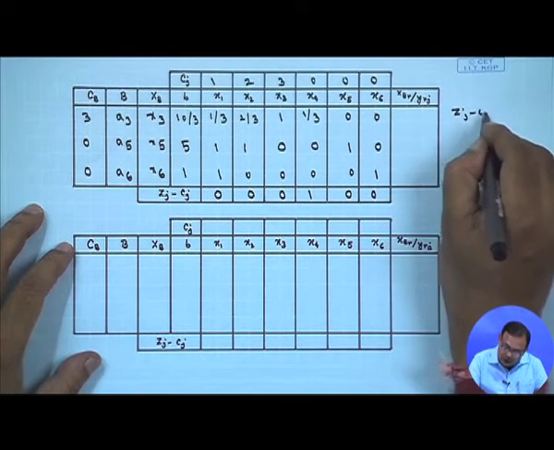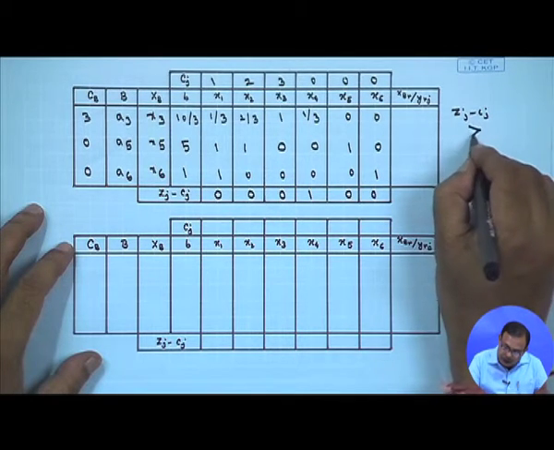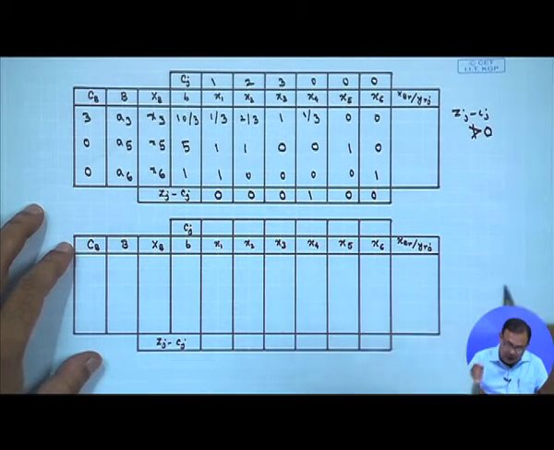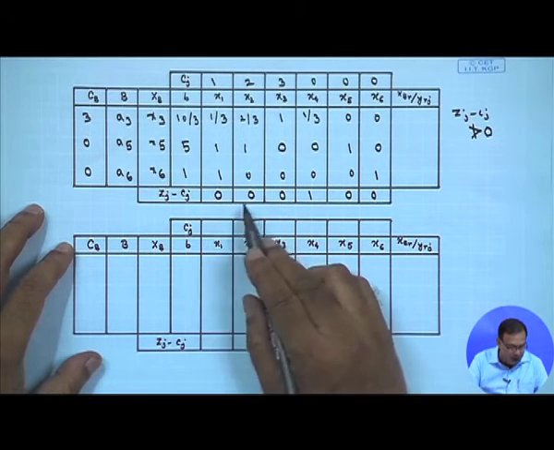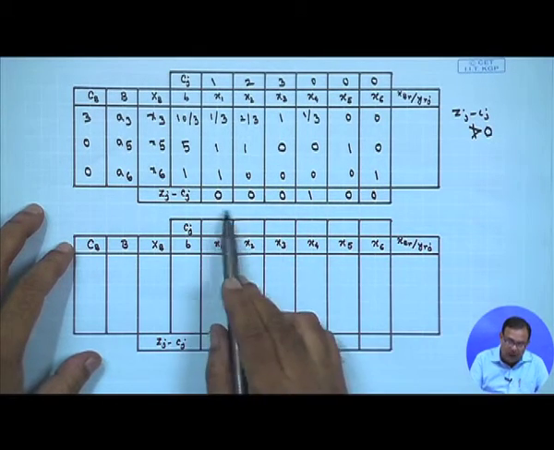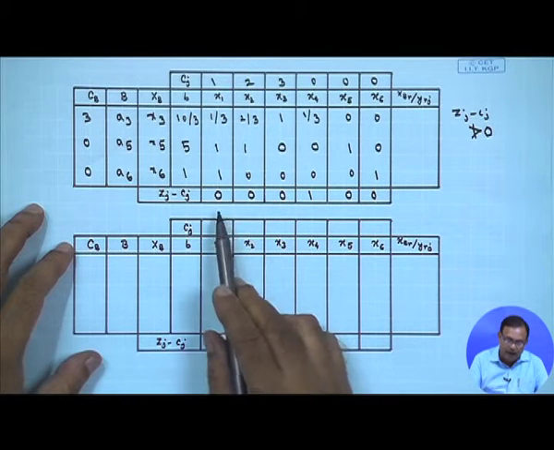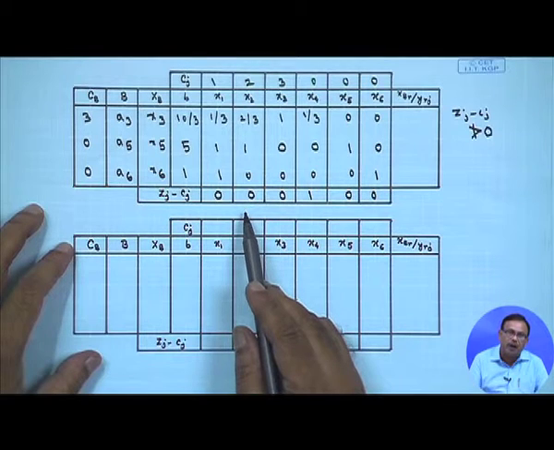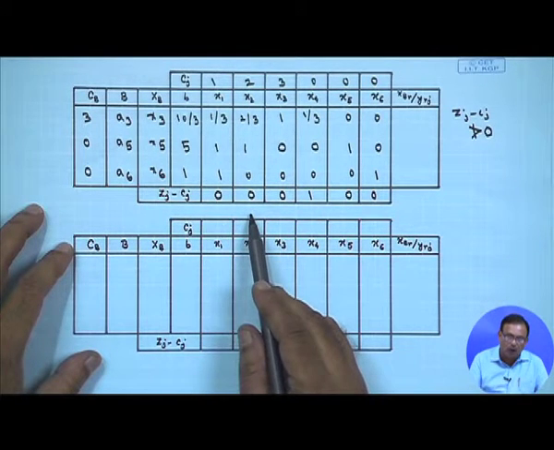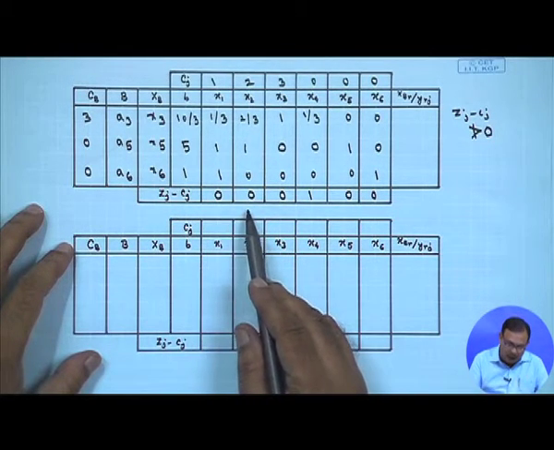But Zj minus Cj, if you note here, this one is not greater than 0 for non-basic variables x1 and x2. Please note this one. I will come to this point that Zj minus Cj is equals to 0, not greater than 0 for the non-basic variables x1 and x2.